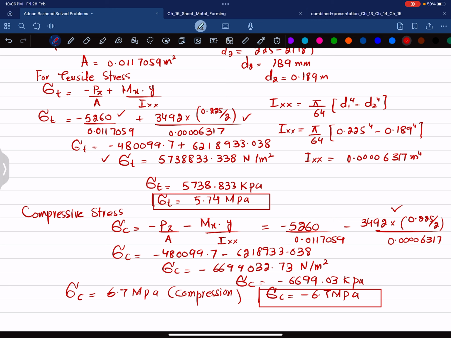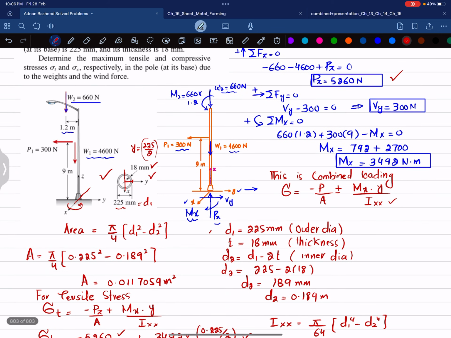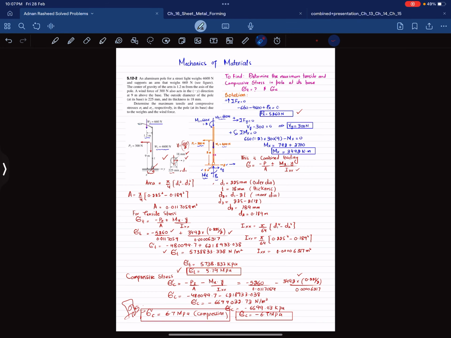So these two are the answers to this question. Also let me show you that due to this moment, this portion will be in tension because this will cause elongation in this portion, and this will be in compression. The upper value will be positive and the lower one will be negative. And this was all about this problem 5.12-2, which was requested by one of the students from YouTube.